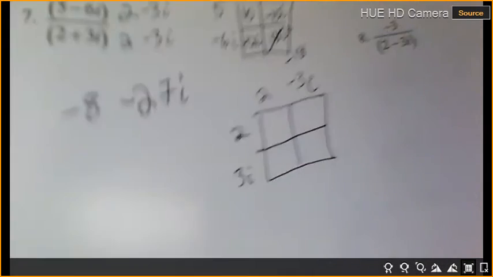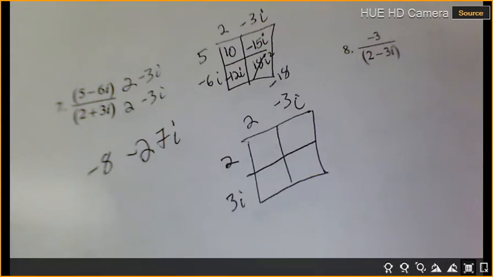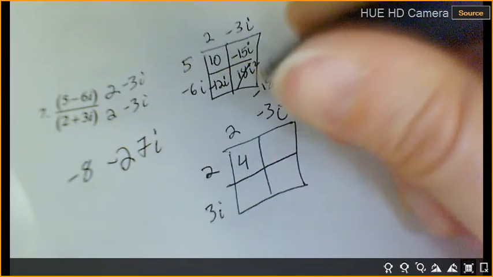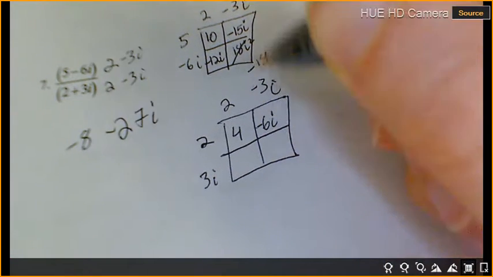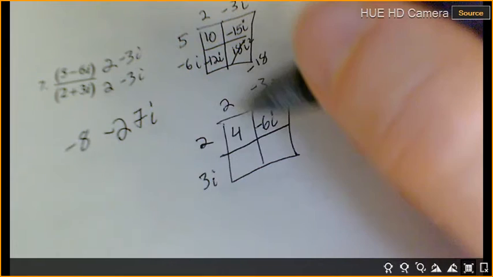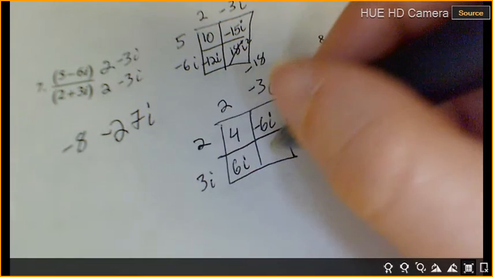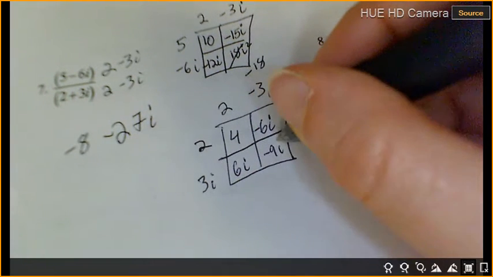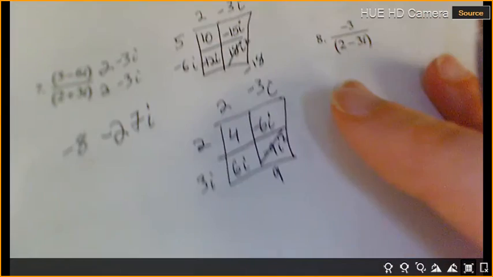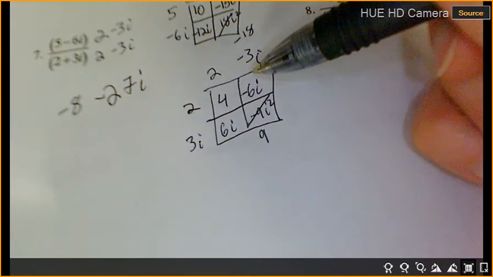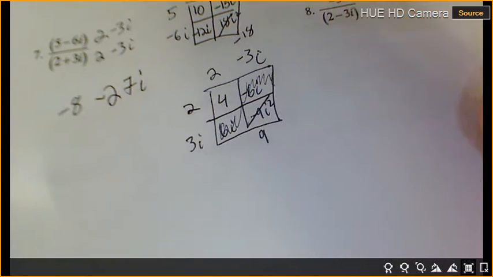Okay? So we've got 2 times 2 is... 2 times negative 3i is negative 6i, good. 3i times 2 is positive 6i. And 3i times negative 3i is negative 9i squared, which becomes just 9. Now, do you guys see that 6i plus negative 6i gives you 0? That's what you want to happen, these to be able to cancel out.